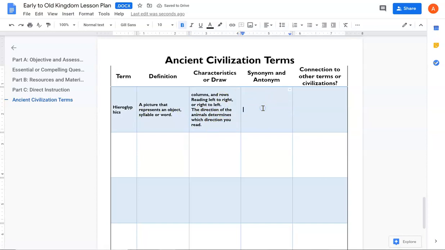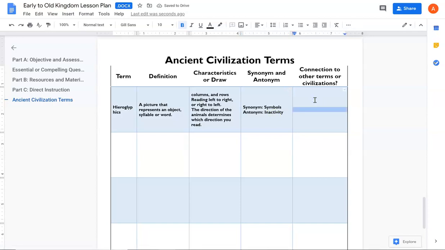And then over here, I want to put the synonym and the antonym of hieroglyphics. And for hieroglyphics, the synonym that we are going to put is symbols, and the antonym is going to be inactivity.